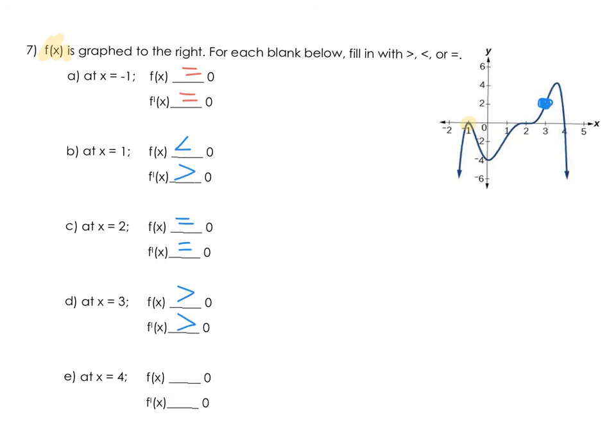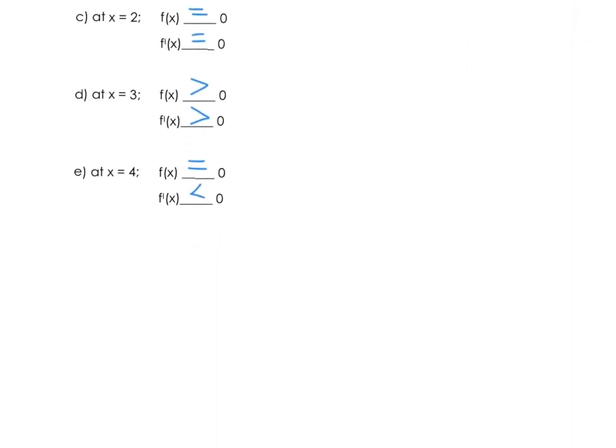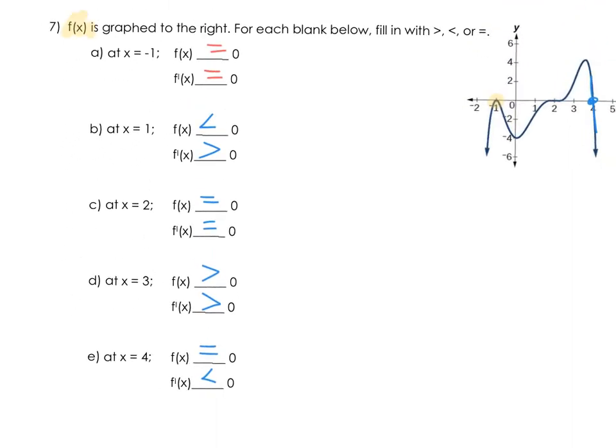At 4, so 4 is right here. The function is equal to 0 because it's at the x-axis. The derivative is less than 0 because if I were to draw a tangent line right there, it would have a negative slope. Okay, that's it for that one.